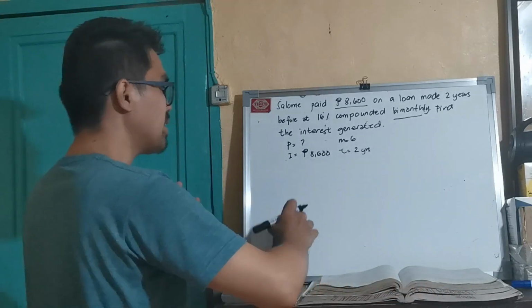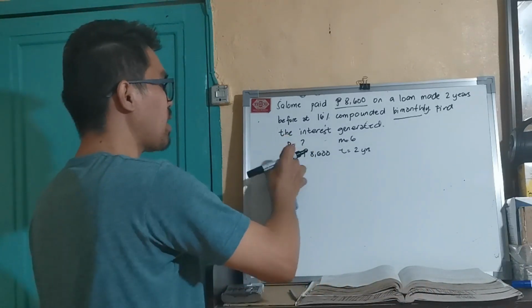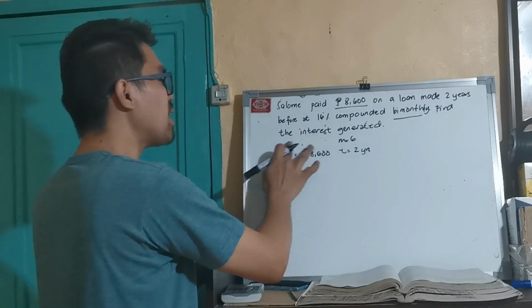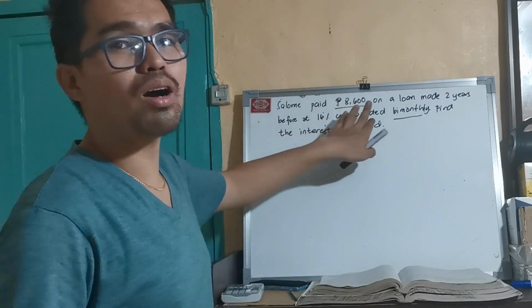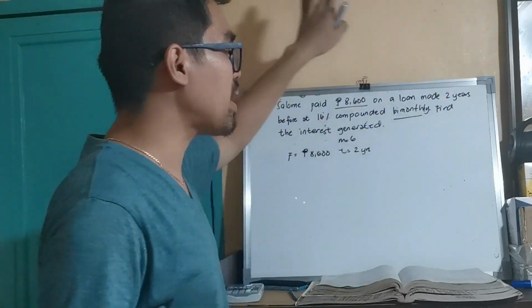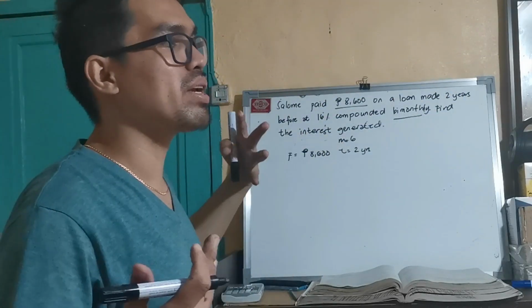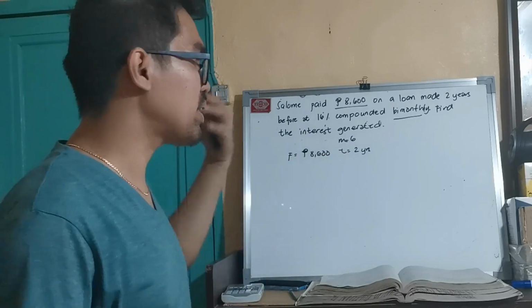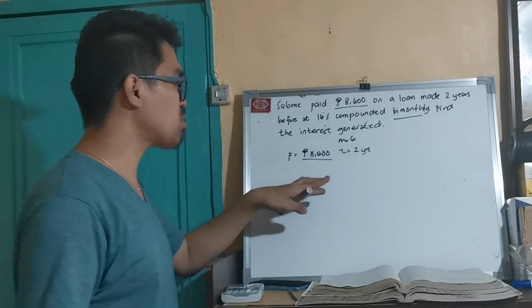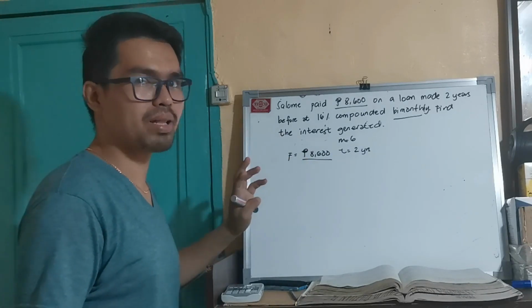I'm really sorry. This 8,600 is not the interest. This is the future value. Future value in the sense that this was the amount Salome paid all in all after 2 years for the money borrowed. We don't actually know how much was the interest generated, but that's our concern. So out of the 8,600, how much is the interest and how much is the principal amount?